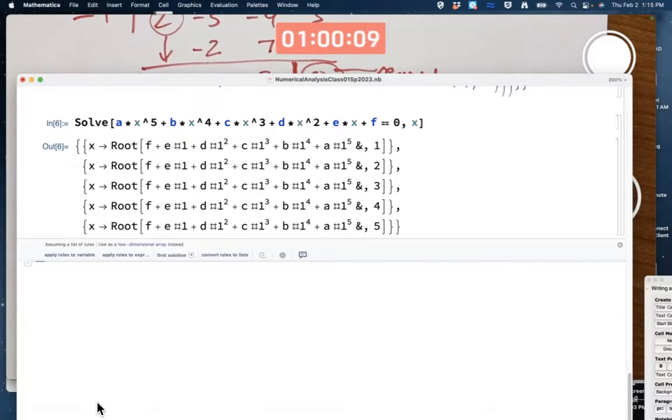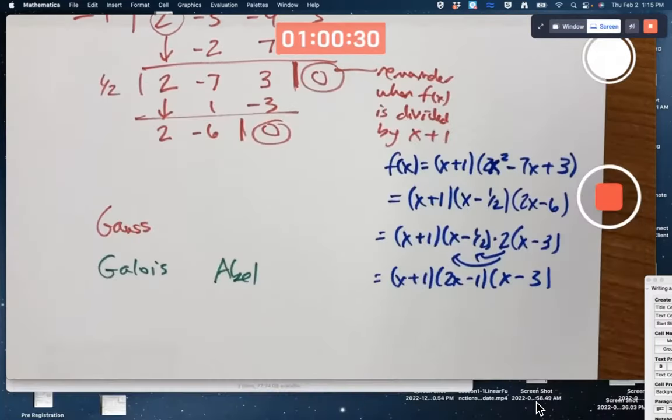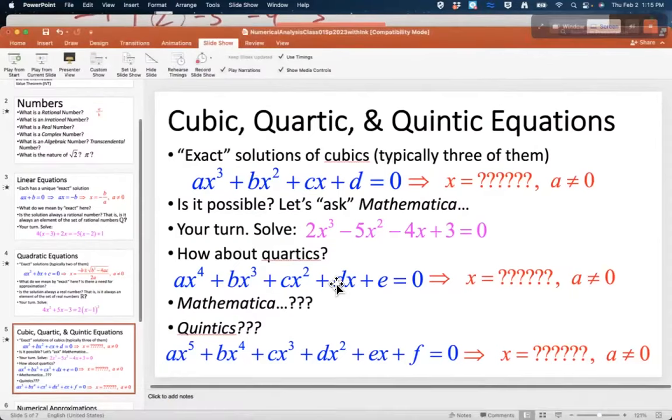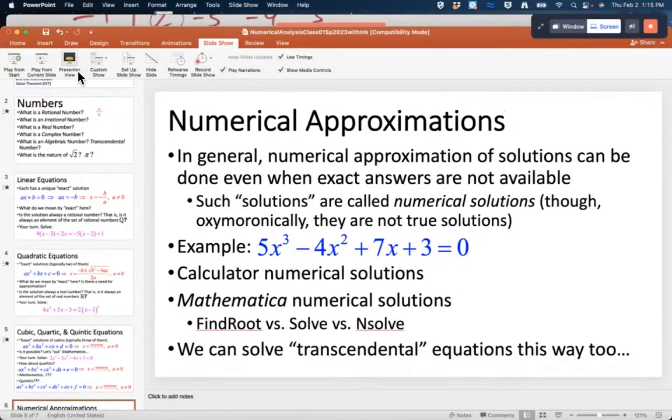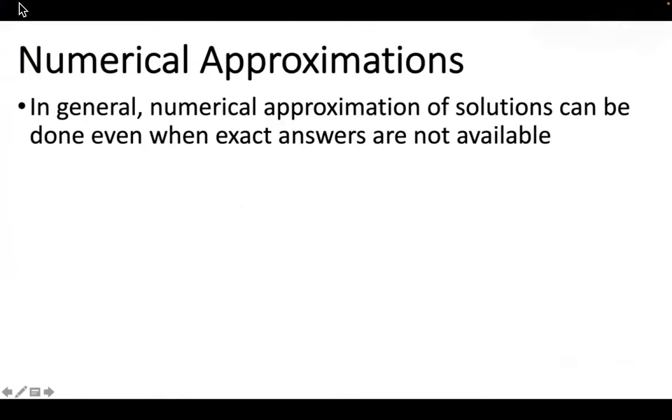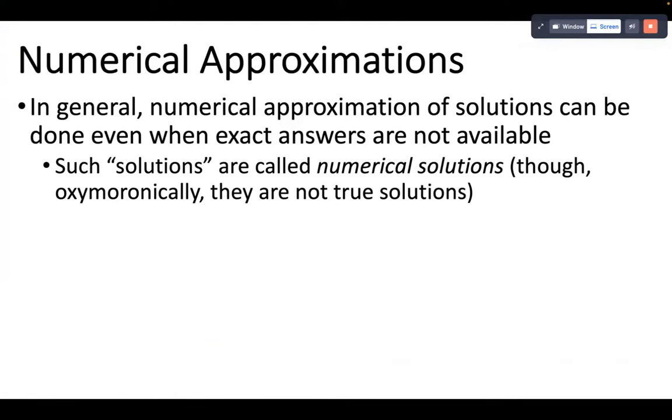Symbolically, but this is really important. There still are solutions, right? That's what Gauss said. Could be complex numbers, could be irrational numbers. They still exist. You just can't find them exactly. You have to numerically approximate them. Punchline. Numerical analysis. Numerical approximations. In general, numerical approximations of solutions can be done even when exact answers are not available. Such quote-unquote solutions are called numerical solutions, though oxymoronically, they are not actually true solutions.